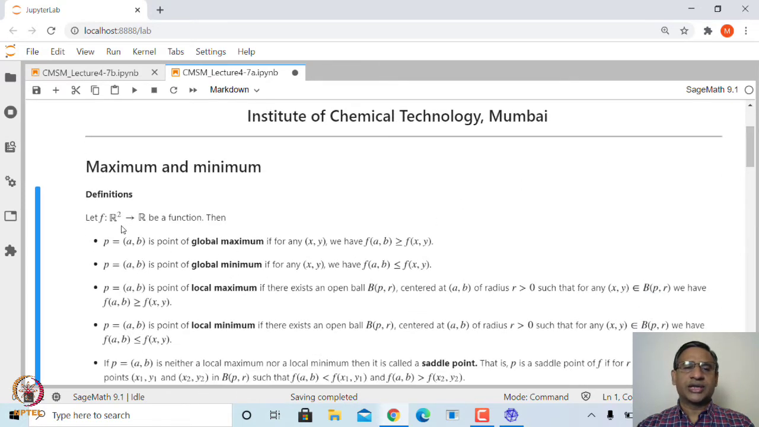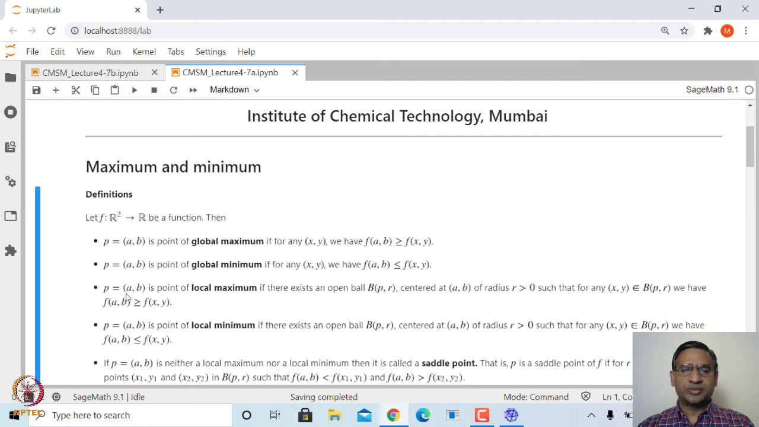Suppose you have a function f from R2 to R. It can also be defined on some subset of R2 to R or a function from Rn to R. Then a point P whose coordinates are a and b is called a global maximum if, for any point x y in the domain of f, we have f of a b greater than or equal to f of x y. Similarly, P is called a global minimum if for any x y in the domain of the function we have f of a b less than or equal to f of x y.